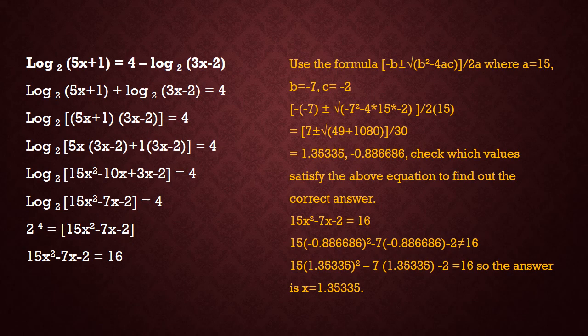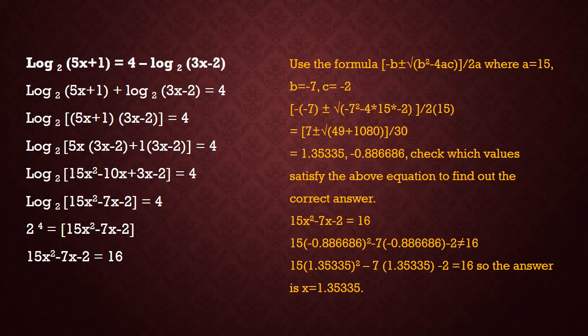The log terms are being added here, and when we solve them further, the terms are going to be multiplied when we merge them together. So you get log base 2 of 5x plus 1 multiplied by 3x minus 2. You solve it further and it becomes a quadratic equation, which is basically 15x square minus 7x minus 2. This whole term is equal to 4.